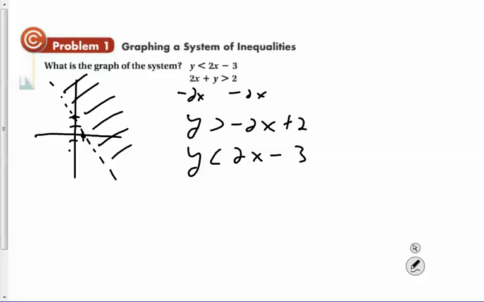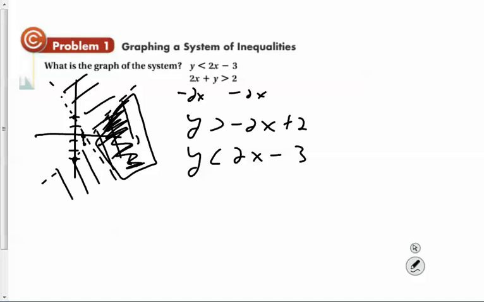Go to negative 3, put a dot. Go up 2 over 1, put a dot. And it's a dotted line as well. And that's below, so I shade below. But this area right here, this guy right here, is the region that we want.